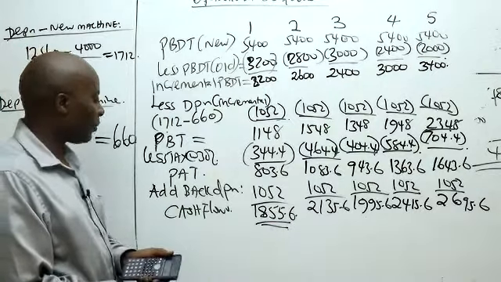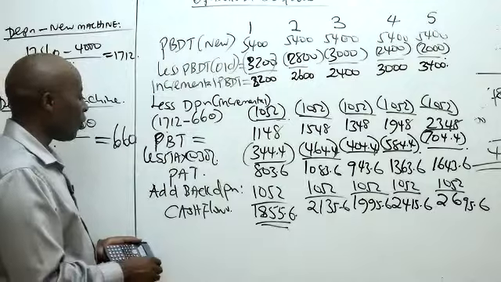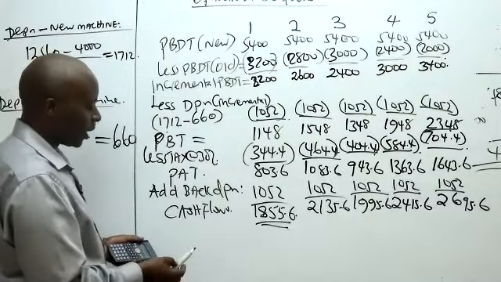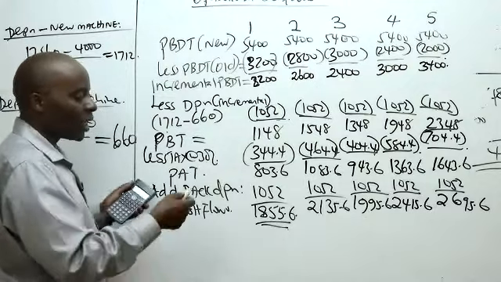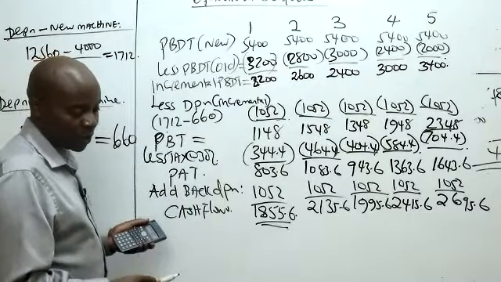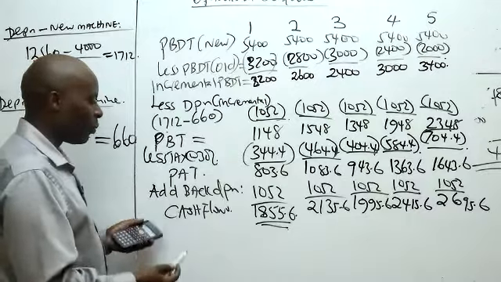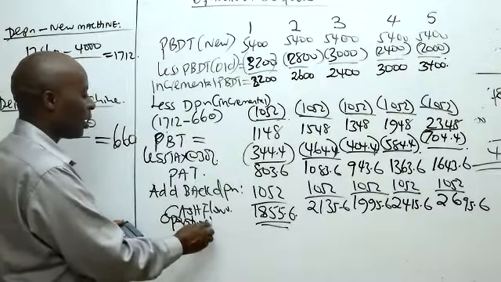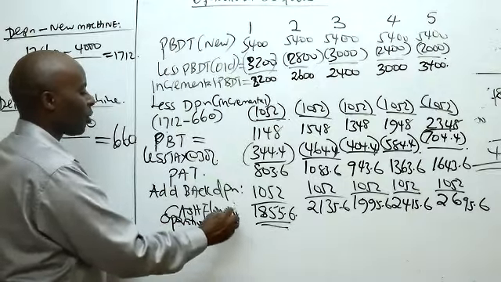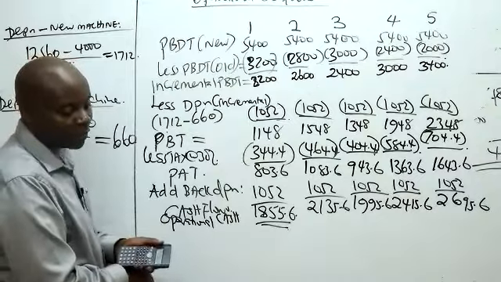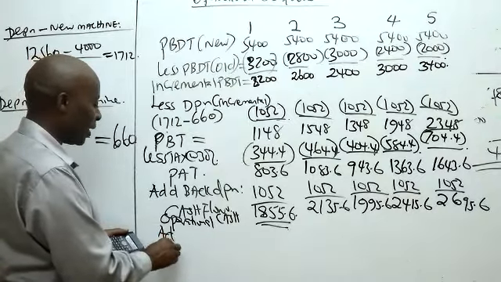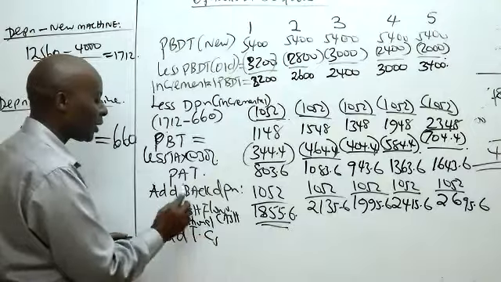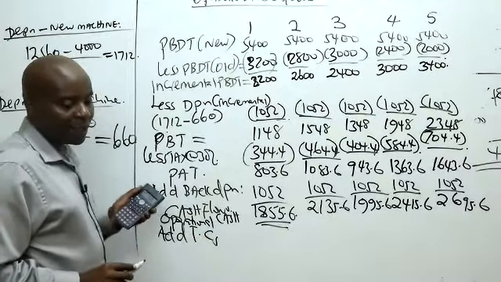Now, ladies and gentlemen, these are what we call the operational cash flows. These are cash flows from our operations. Once you have your operational cash flow, come and add the terminal cash flows.